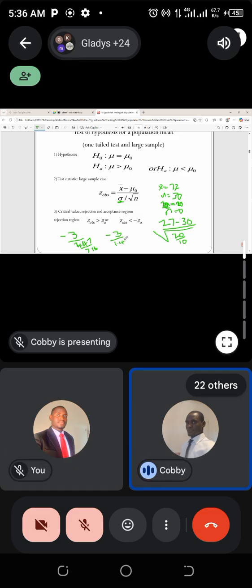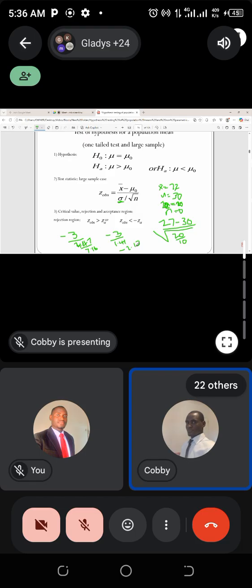Now we can divide. Negative 3 divided by 1.41. What is the answer? Negative 2.13, right? Yes.